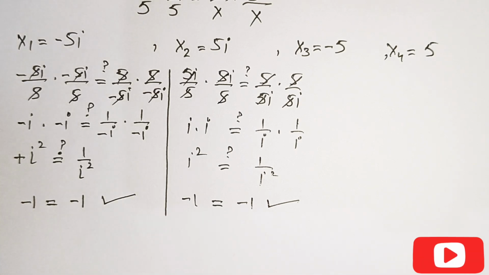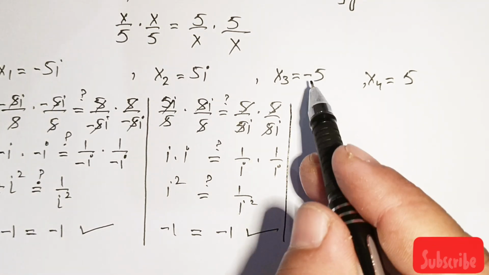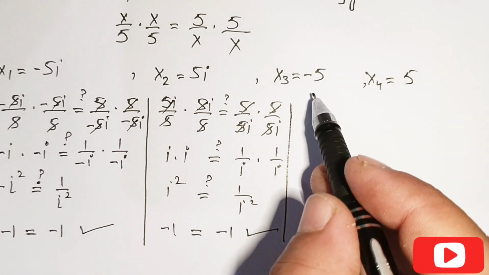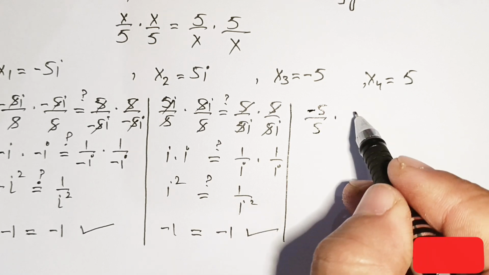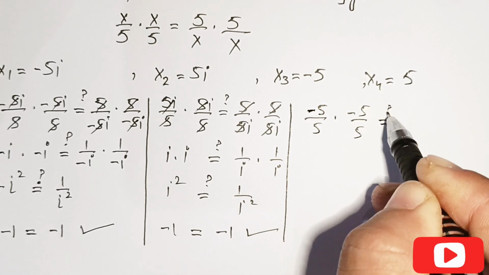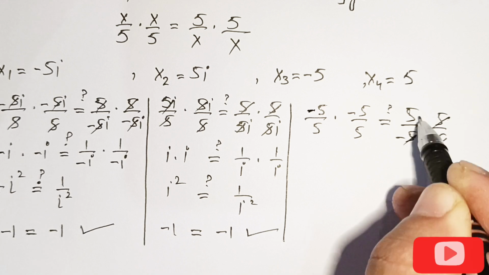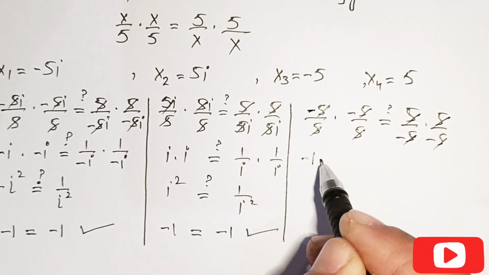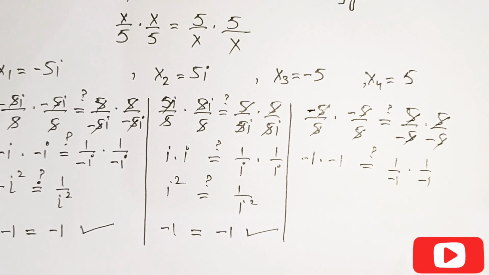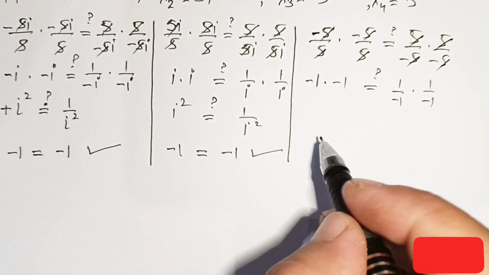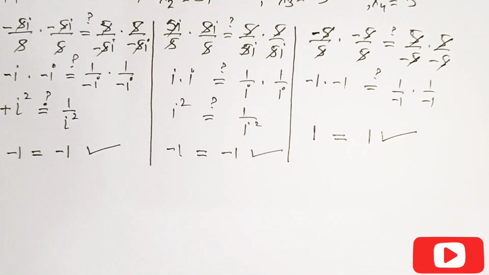Now we are going to just check our value of x3 here. So for x3, that is minus 5, we have minus 5 over 5 times minus 5 over 5, is it equal to 5 over minus 5 times 5 over minus 5. Now cancelling 5 with 5, we get minus 1 times minus 1, is it equal to 1 over minus 1 times 1 over minus 1. So we have minus times minus is plus, we get 1. Minus times minus is plus, we get 1. So left hand side is equal to right hand side.